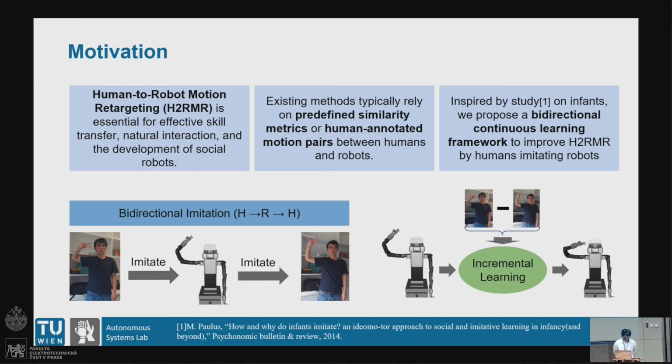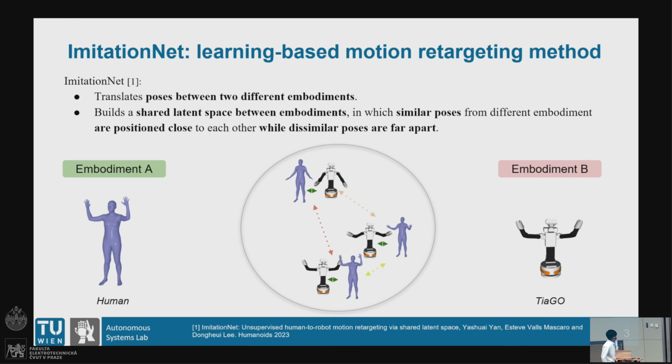First, we show a demonstration and the robot imitates the human. Maybe it's not perfect, and then the human imitates the robot with the current pose. And with this feedback, we try to formulate an incremental learning method and refine the robot imitation performance. And our current method is an extension of our previous method, ImitationNet.